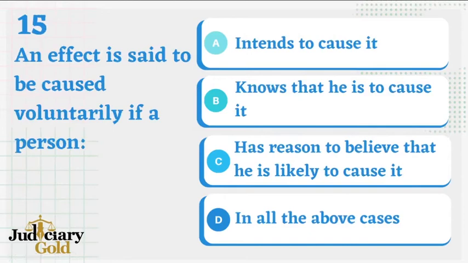An effect is said to be caused voluntarily if a person intends to cause it, knows that he is likely to cause it, or has reason to believe that he is likely to cause it. D, in all of the above cases. The answer is D.